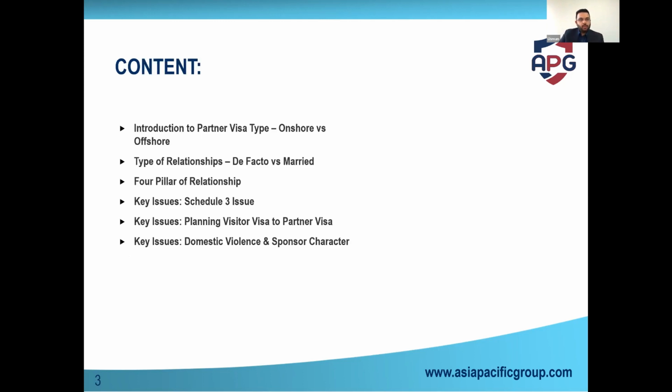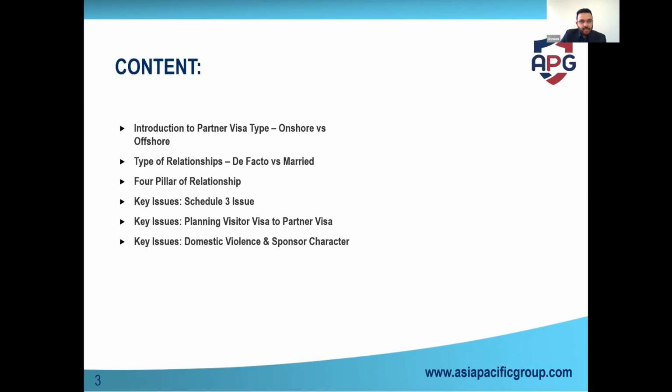So how we'll discuss this is that we'll introduce the partner visa types, whether onshore or offshore. That's the primary way to figure out which one you are going for. Secondly, the type of relationship. We'll discuss what constitutes a de facto relationship, how it works, and how it differs from a married relationship. Then we'll discuss the 4 pillars of relationships, basically how the government will assess your application and your relationship. There's a proper regulation on it, and we'll discuss that as well.